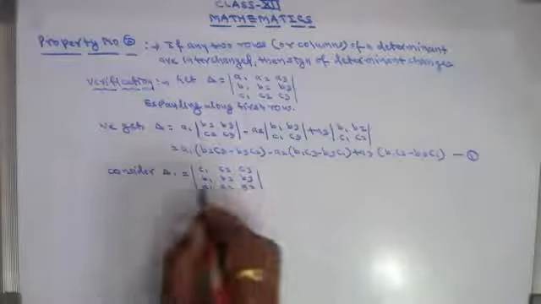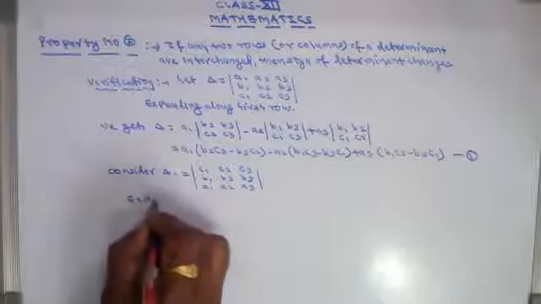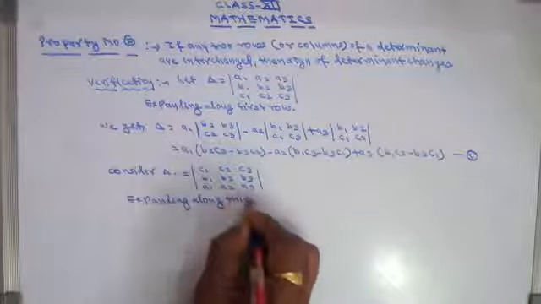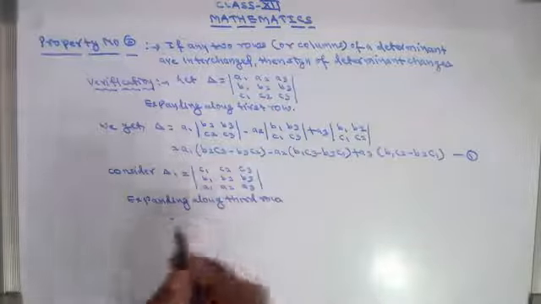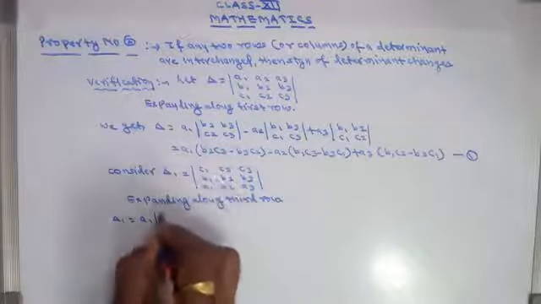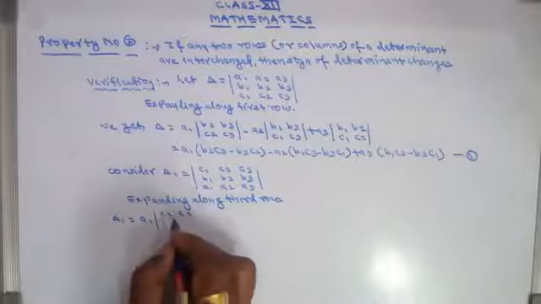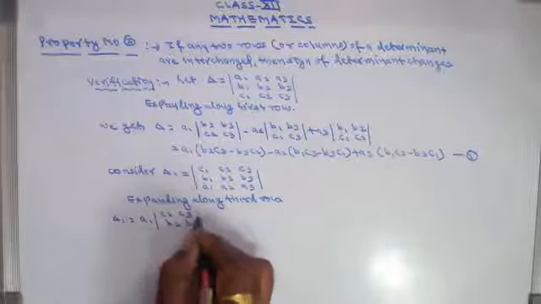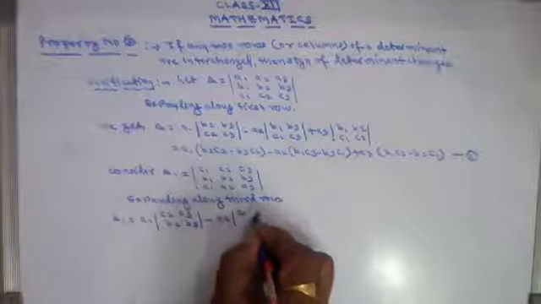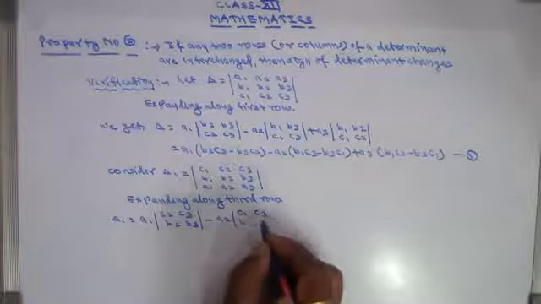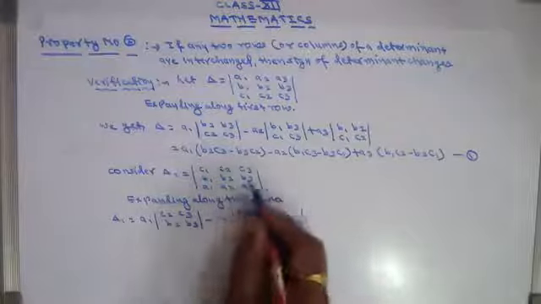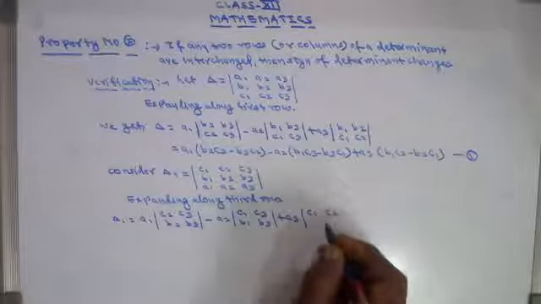So expanding along third row, so delta 1 equals A1 into, leave this row and this column, so you get C2 C3, B2 B3, then minus A2 into, leave this row and this column, C1 C3, B1 B3, then A3 into, leave this row and this column, C1 C2, B1 B2.